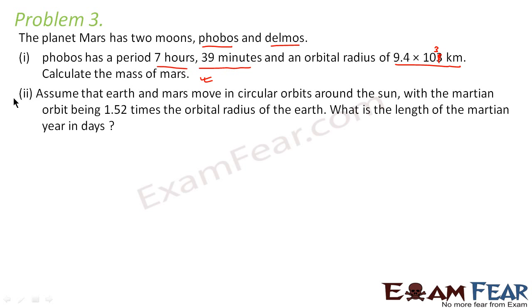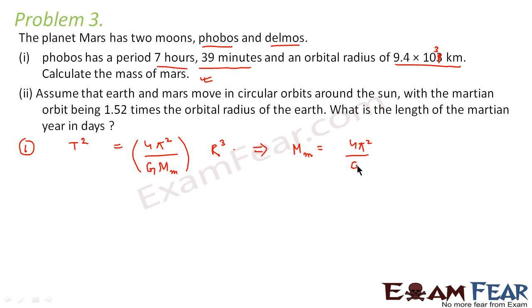In this question, let us first look at the first part, where we have to calculate the mass of Mars. Now from Kepler's third law, we know that T square is equal to 4 pi square divided by G into capital M. Since we are dealing with Mars, we use the subscript M, that is mass of Mars, into R cube. So from this, we can say mass is equal to 4 pi square by G into R cube divided by T square.